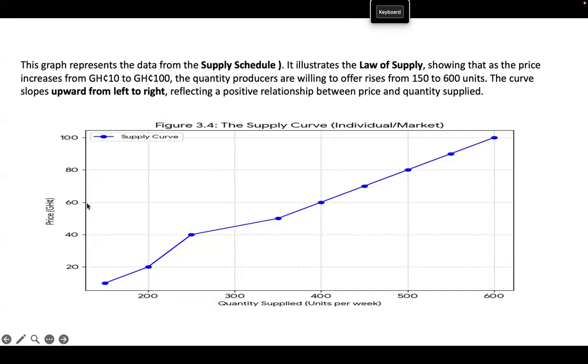The price can be at 60 or less and the same quantity supplied will be 400. No matter the changes in price, still the same quantity can be supplied. So in that case, you can say that there's an abnormal supply. It doesn't follow the normal law of supply.